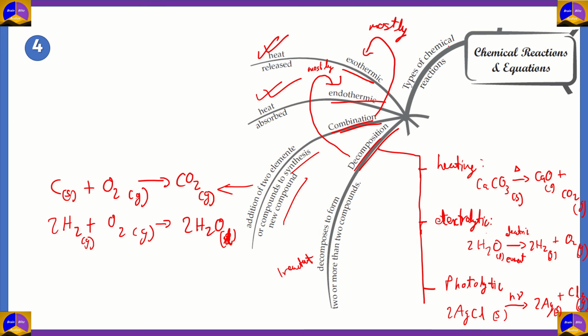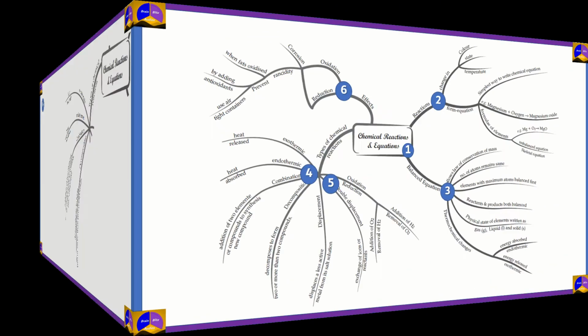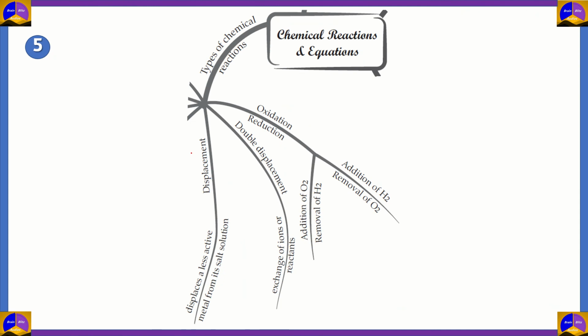So the types of chemical reactions do not end here. We still have to discuss other types of reactions. And the next in our list is displacement reactions. So in a displacement reaction, a more reactive element displaces a less reactive element from its salt solution. And an example for this is the displacement of copper from its salt solution.